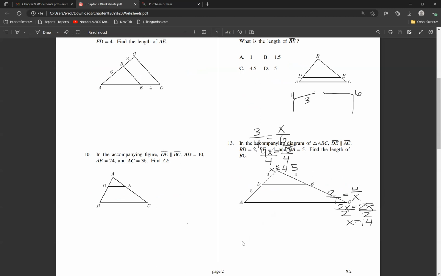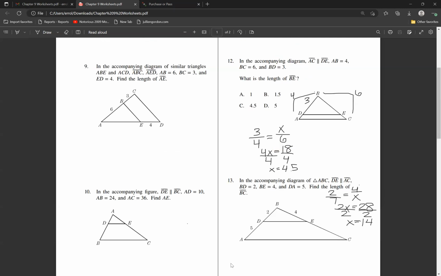Let me erase 13. You wrote down 13 already? Yeah. All right. I can erase 12 and 13.